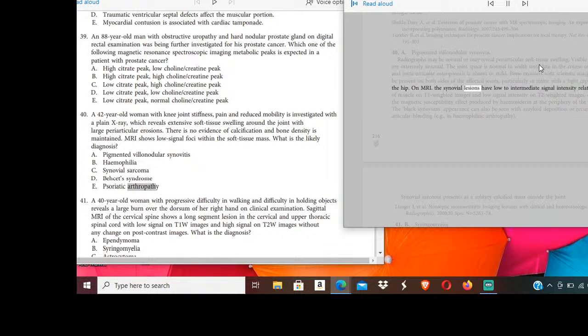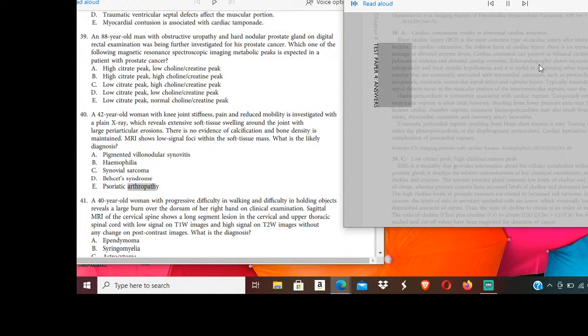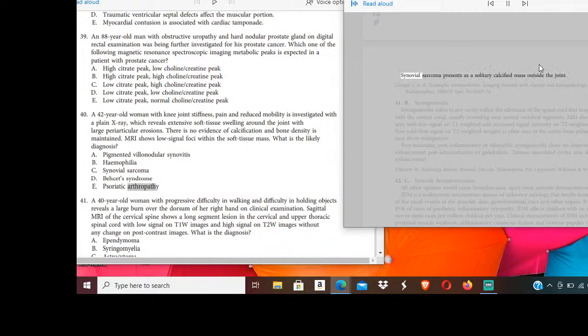On MRI, the synovial lesions have low to intermediate signal intensity relative to that of muscle on T1-weighted images, and low signal intensity on T2-weighted images, caused by the magnetic susceptibility effect produced by hemosiderin at the periphery of the lesions. The black synovium appearance can also be seen with amyloid deposition or recurrent intraarticular bleeding, e.g., in hemophiliac arthropathy. Synovial sarcoma presents as a solitary calcified mass outside the joint.